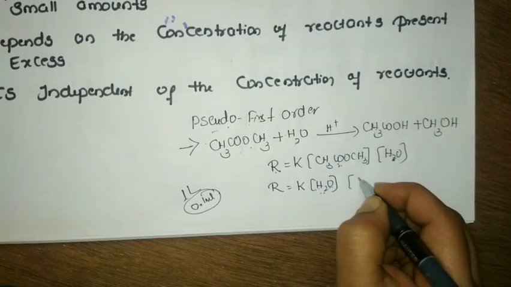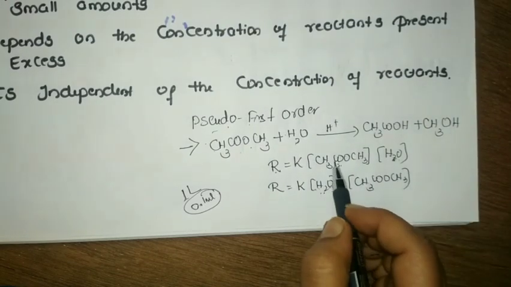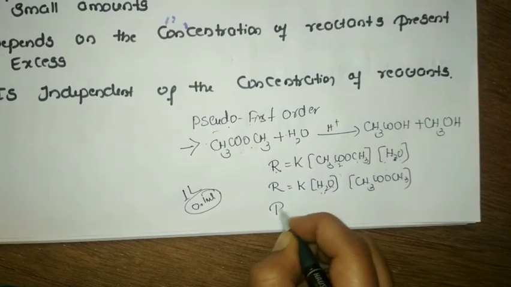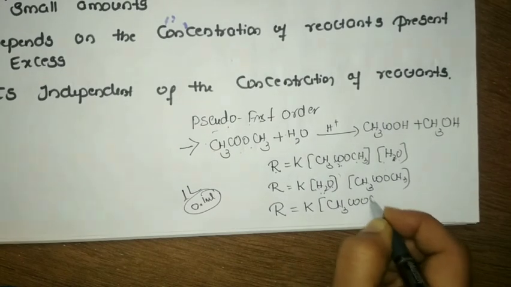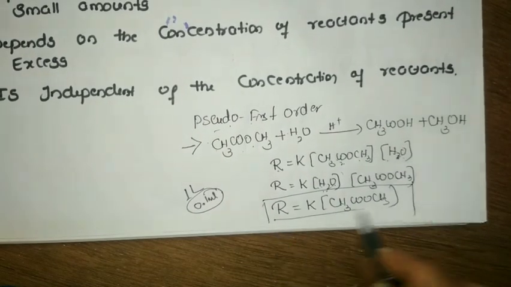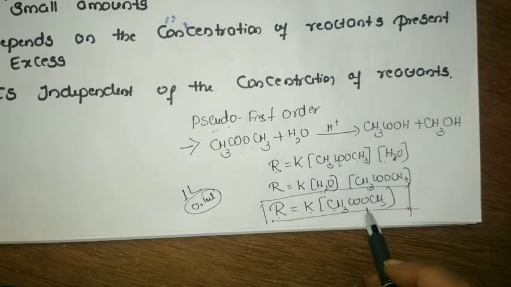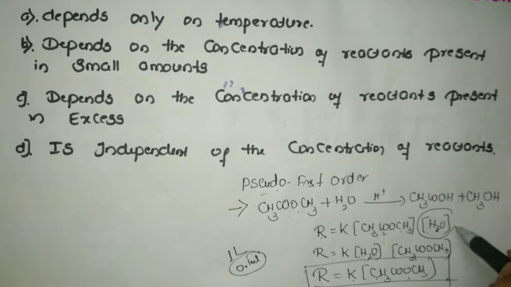So I could say that the reaction depends only on the methyl acetate, where the water concentration is taken as a constant. So I could write R is equal to K CH3COOCH3. This is R is equal to K times the methyl acetate concentration. Now it comes to a first order reaction. So how did it turn into a first order? By taking any one of the reactants in excess.